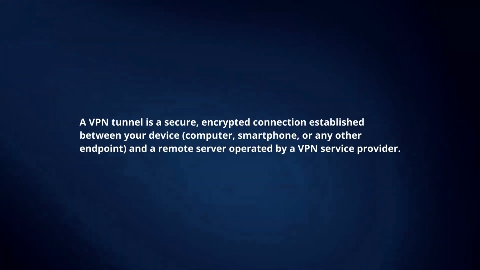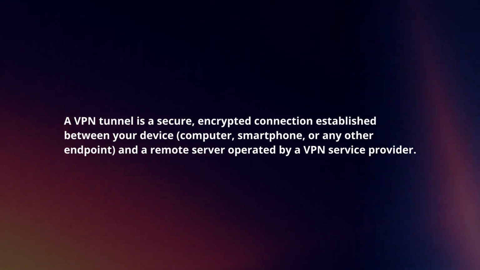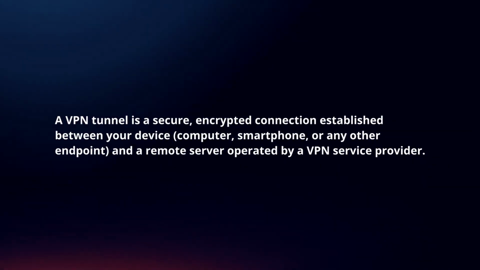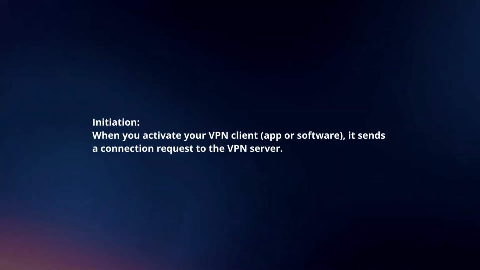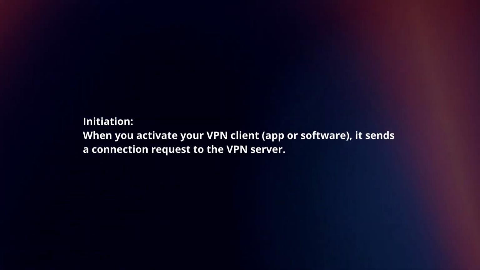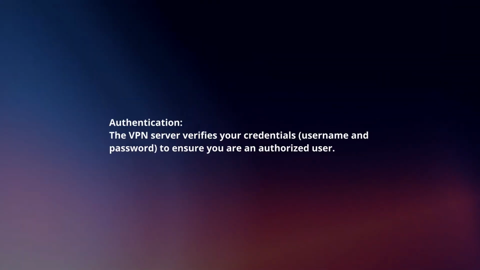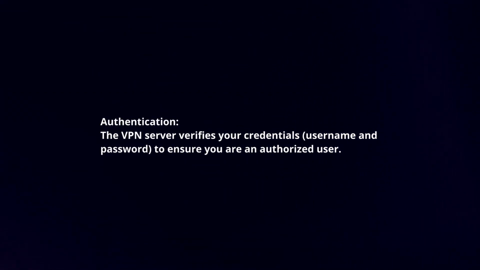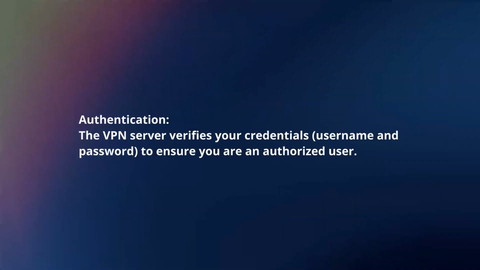A VPN tunnel is a secure, encrypted connection established between your device and a remote server operated by a VPN service provider. This tunneling process involves several key steps. Initiation. When you activate your VPN client, it sends a connection request to the VPN server. Authentication. The VPN server verifies your credentials to ensure you are an authorized user.